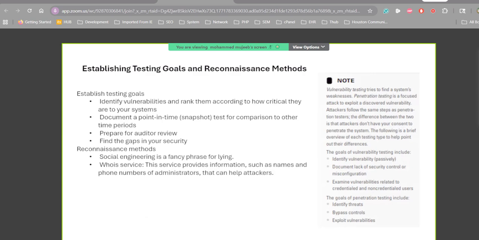Document a point-in-time snapshot of the test to compare to other time periods. So always you need to have documentation and snapshots of those. So you can have monthly reports. Take a snapshot of one report from January and then one report from February and one from March. That's how you will be creating trending charts. So you can say, okay, in January we found 15 critical vulnerabilities. In February we found 10 critical vulnerabilities. In March we found 8 critical vulnerabilities. In May we found 40 critical vulnerabilities.